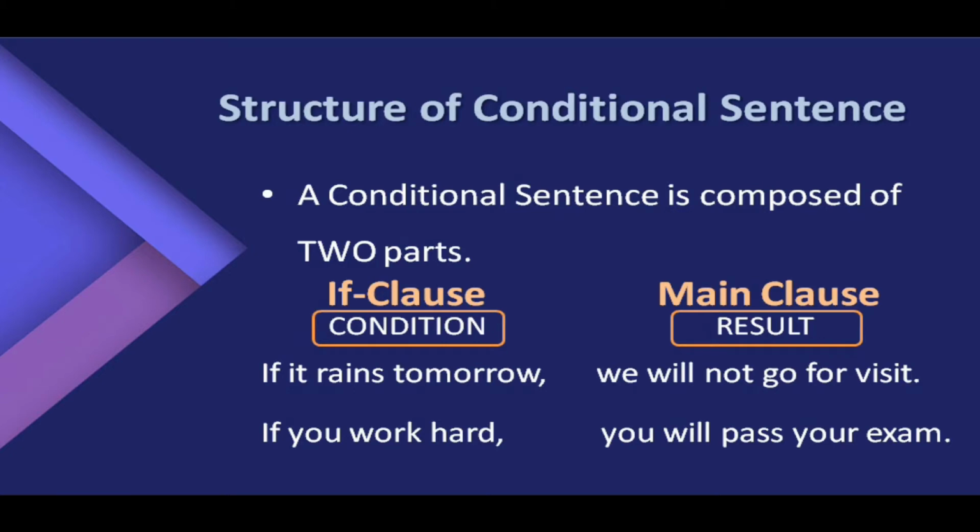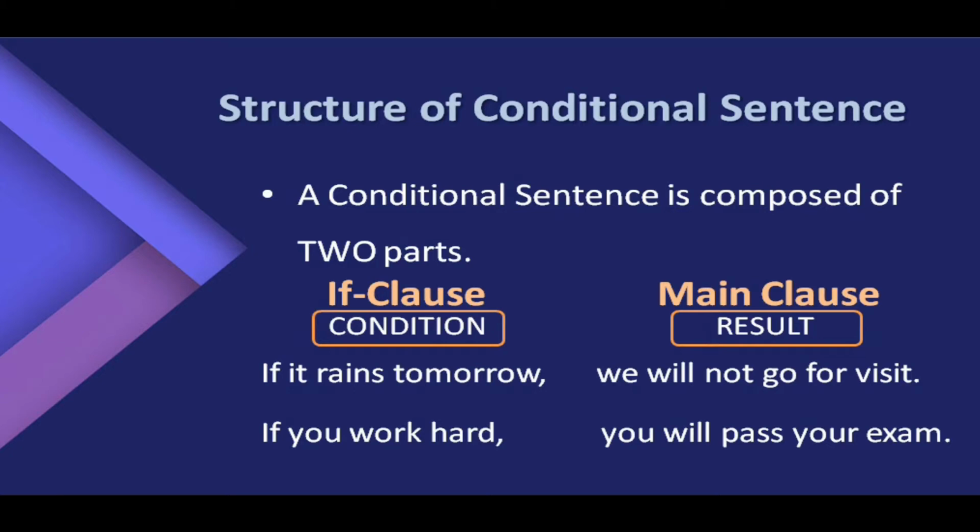A conditional sentence is composed of 2 parts. Number 1, if clause. Number 2, main clause. If clause is called condition. Main clause is called result. So we can say the if clause is called the conditional part of the sentence and the main clause is called the result part of the sentence.